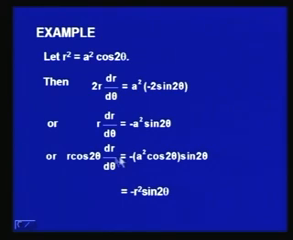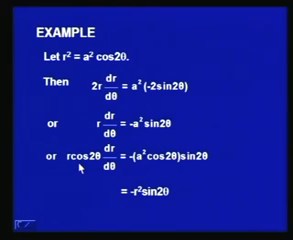Let us multiply by cos 2 theta on both sides. We want to eliminate a square from here to arrive at the differential equation of the family of curves r square equal to a square cos 2 theta. It is known that this r square equal to a square cos 2 theta gives us a lemniscate. So, this is the family of lemniscates.